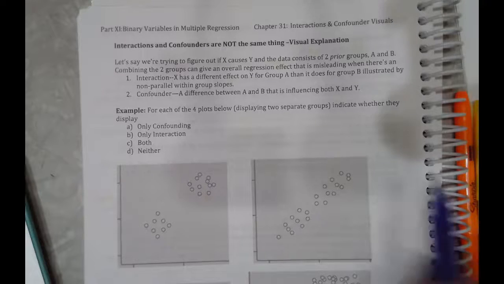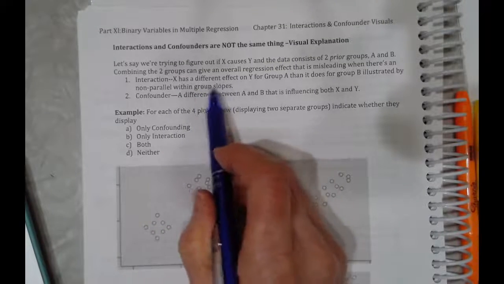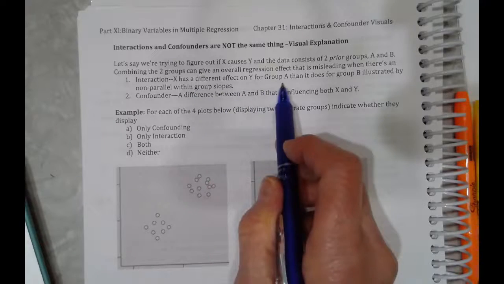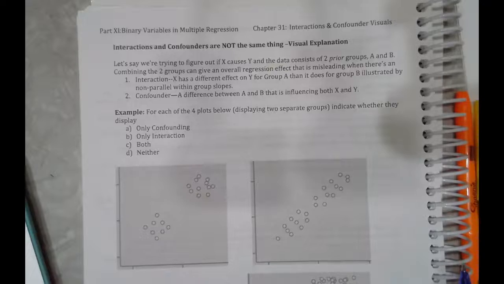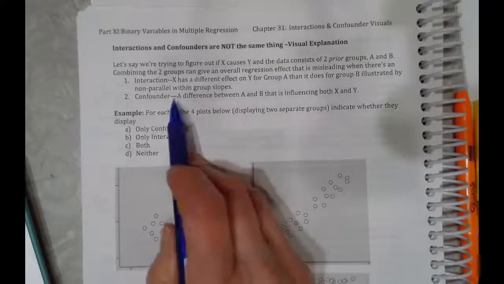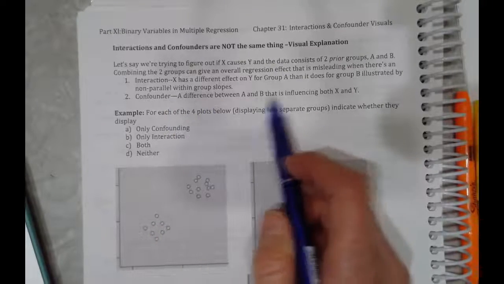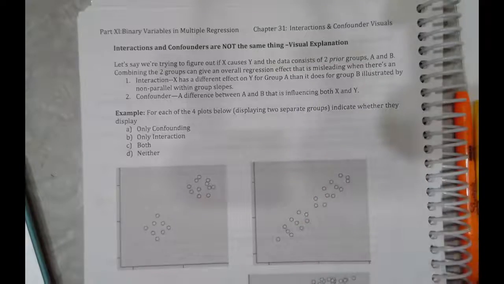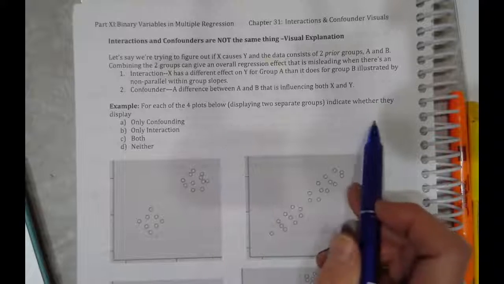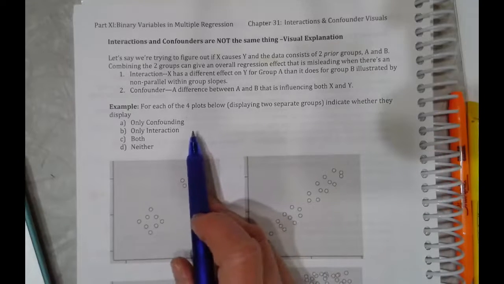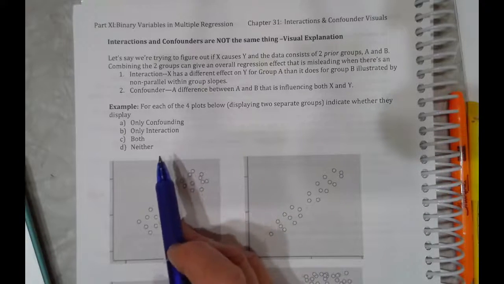So how are we going to look at this? Interaction is when x has a different effect on y for group A than it does on group B. And it's illustrated by non-parallel within-group slopes. And confounders is a difference between A and B that's influencing both x and y. So for each of these, indicate whether they have only confounding, only interaction, both, or neither.